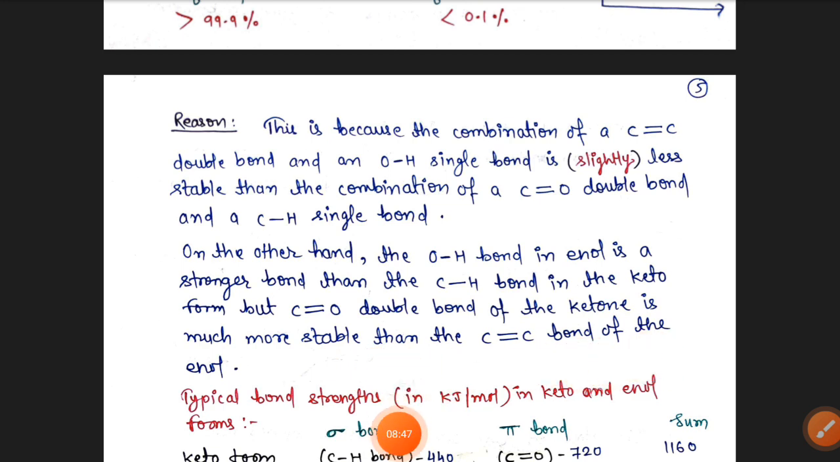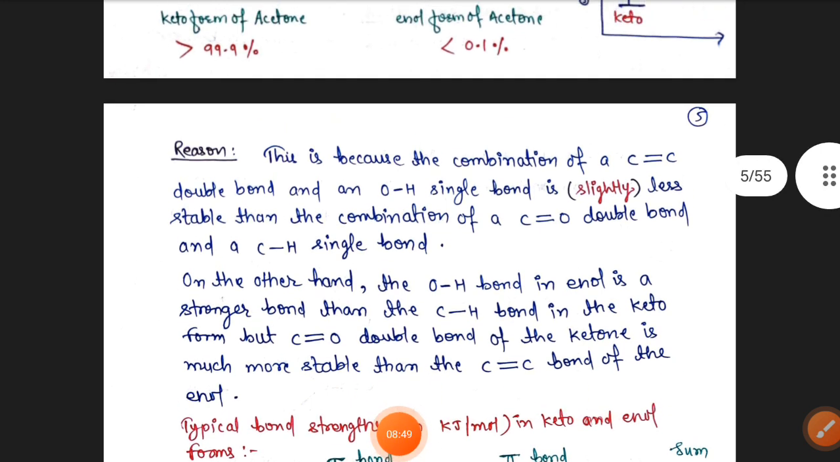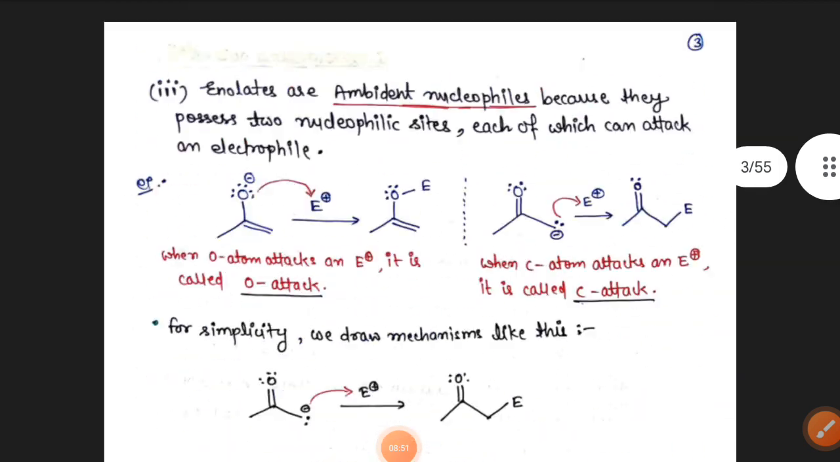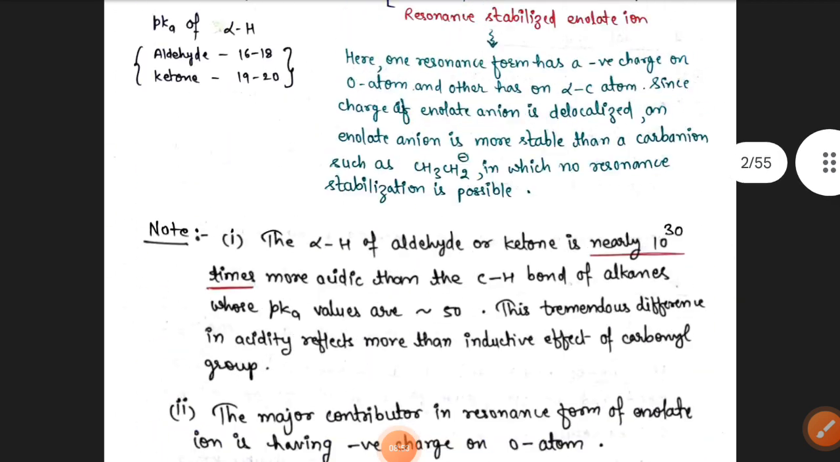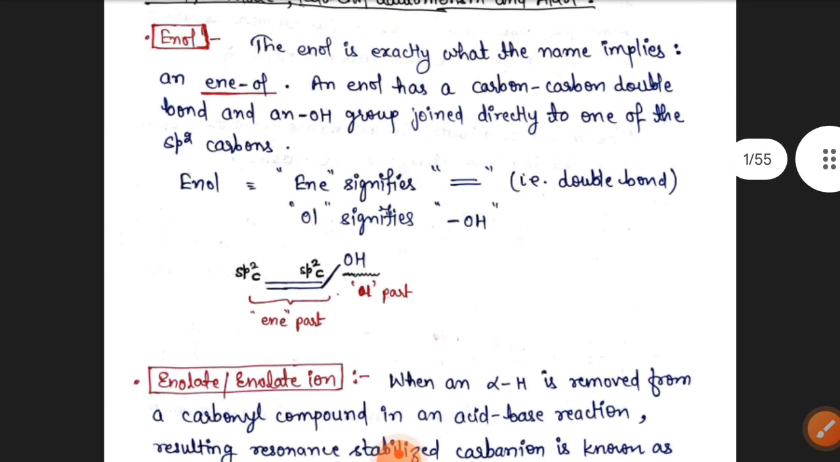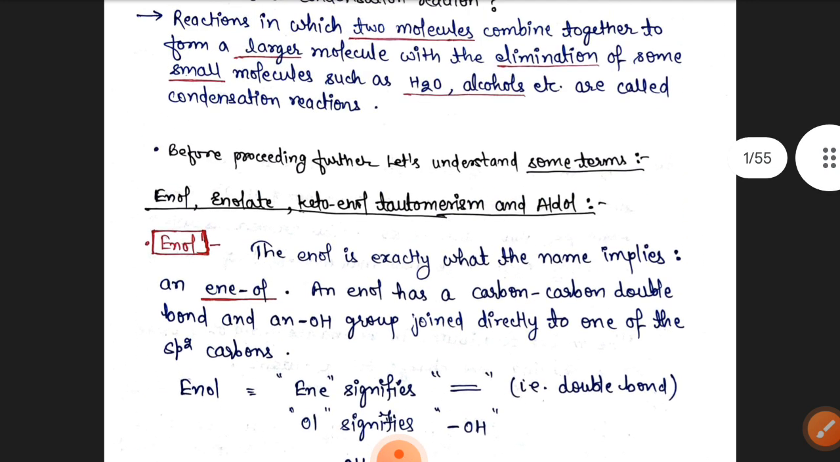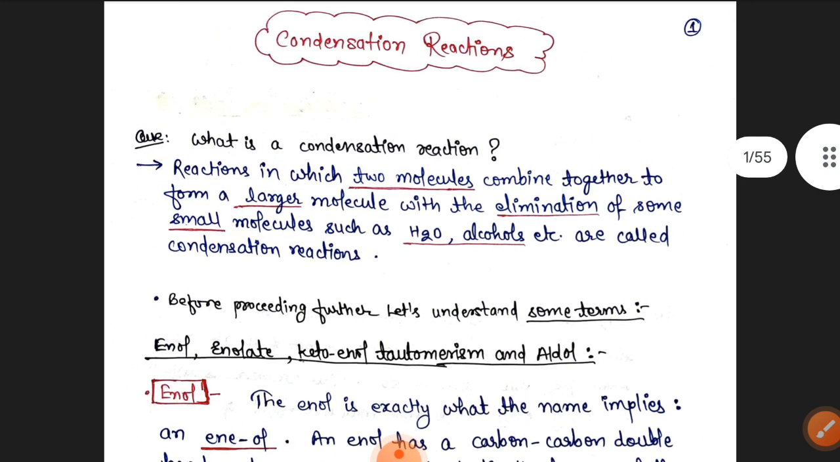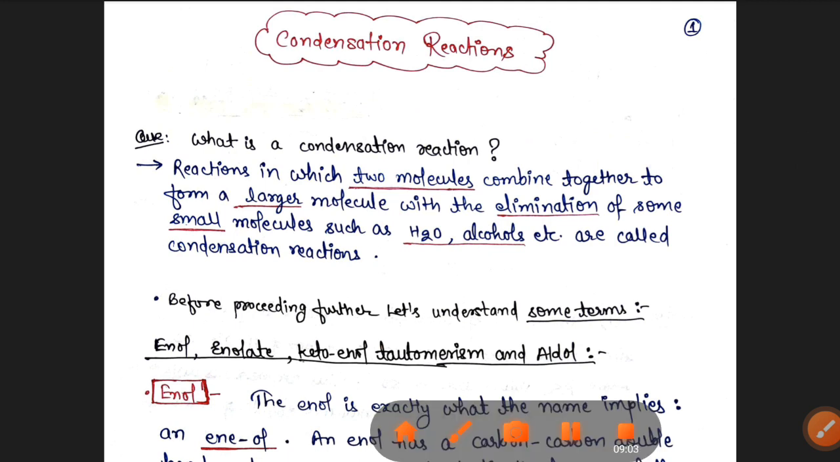So in this class I discussed what an enol is, what an enolate ion is, and what keto-enol tautomerization is. These are very important from your exam point of view. You have to read it.